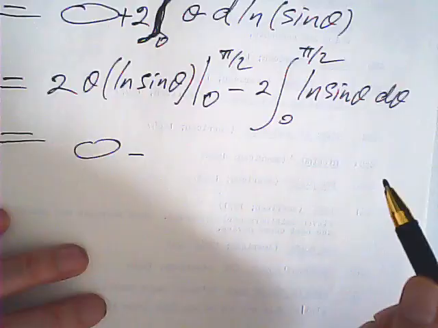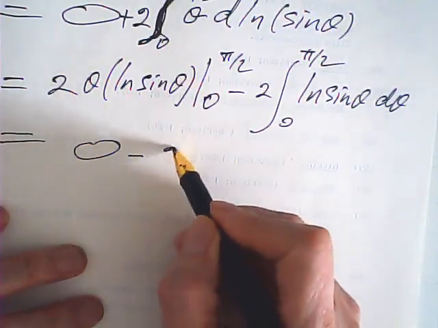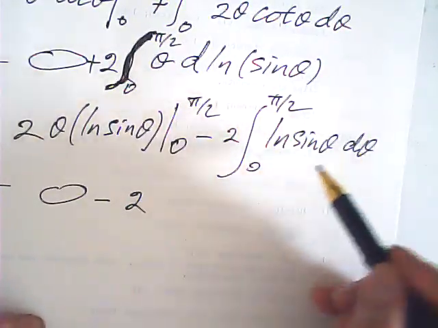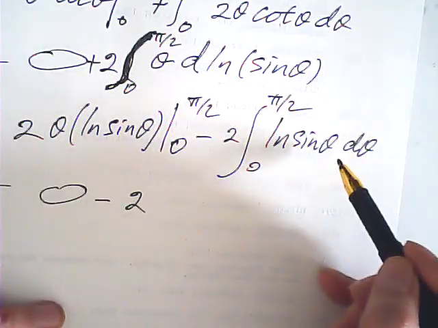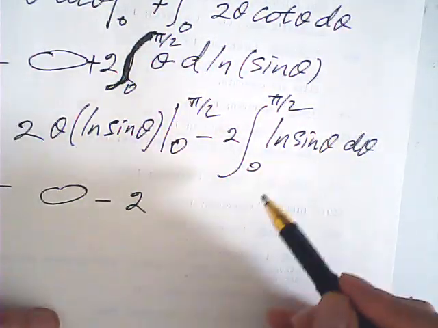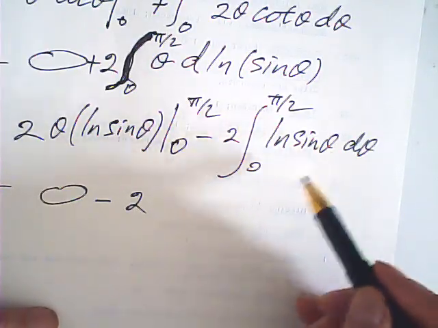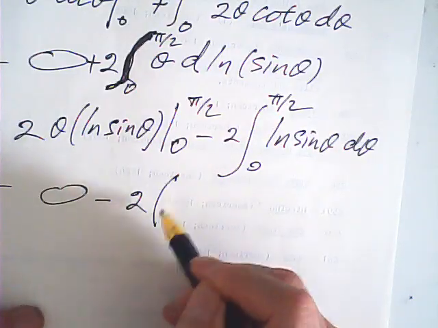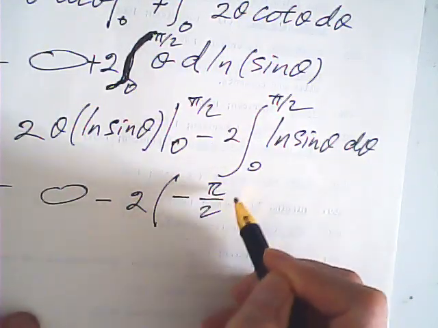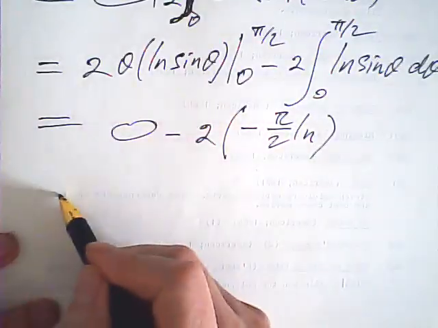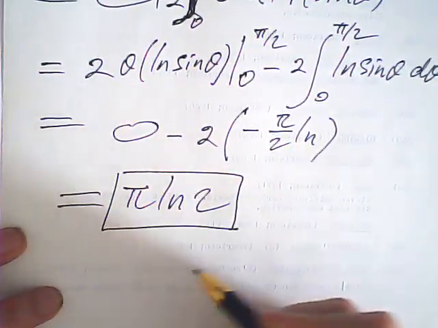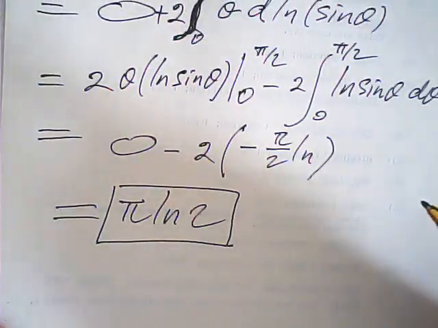Minus 2 times this integral. Now this integral, I have a video to do this integral. I'm not repeating here, but rather use the result. And if you want to see detail, the link is below. You can see the video showing this integral, which is equal to minus half pi times log 2. So the whole thing becomes pi log 2. That is the result for this integral.